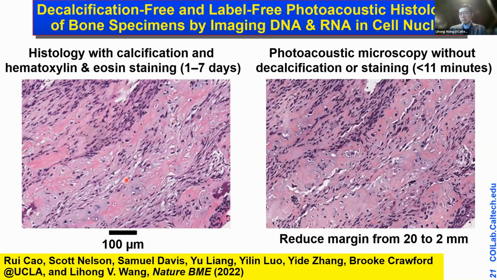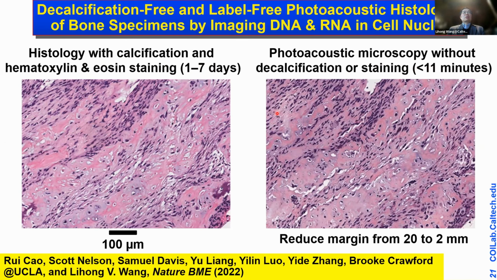Let me focus on optical resolution. One of the problems we have is standard histology just takes too long. For example, for bone tissue, it takes up to 7 days to acquire an image because we need to decalcify. In photoacoustic imaging, we don't have to decalcify. We don't even have to stain, with natural contrast to get an image. So this can be done currently within 11 minutes, and we can even accelerate this a lot by using arrays.